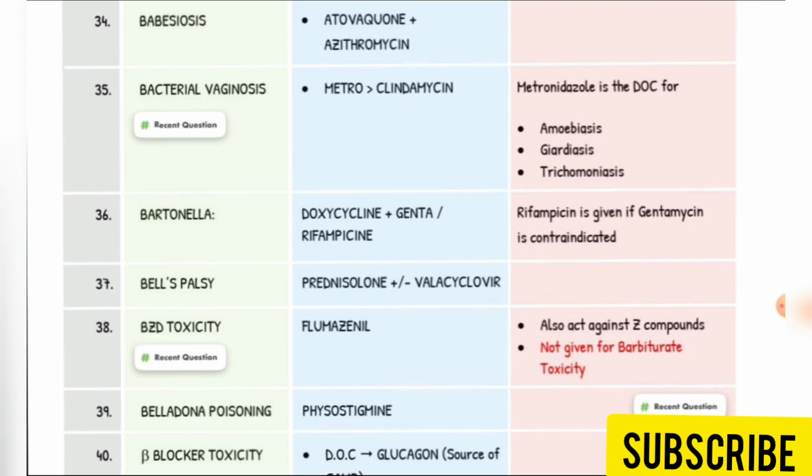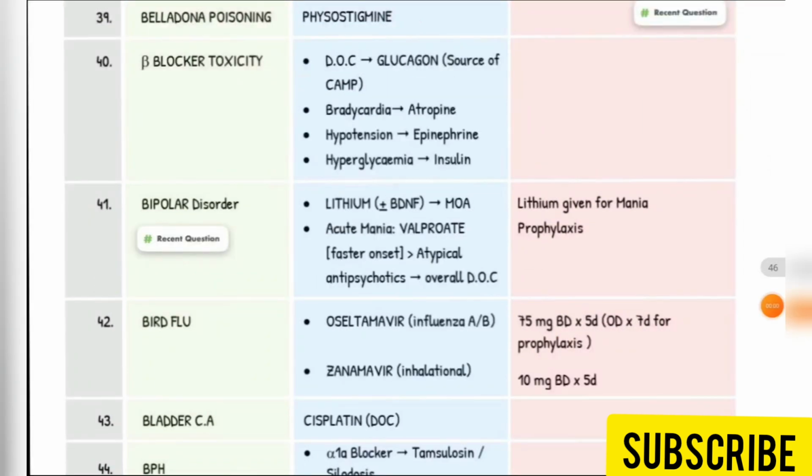Bell's palsy, drug of choice prednisolone plus valacyclovir. Benzodiazepine toxicity, drug of choice flumazenil. Next one is belladonna poisoning, drug of choice physostigmine. Beta blocker toxicity, drug of choice glucagon, source of cAMP, bradycardia atropine, hypotension epinephrine, hypoglycemia insulin.